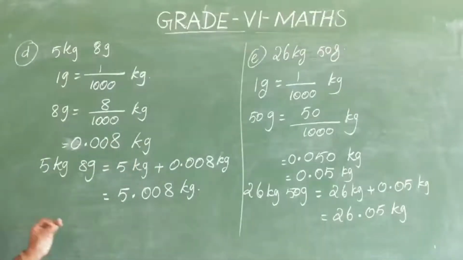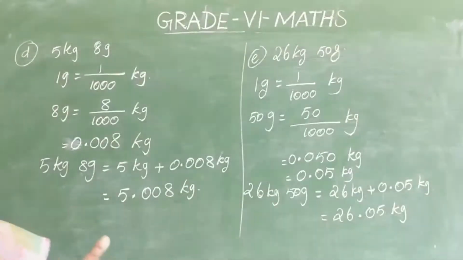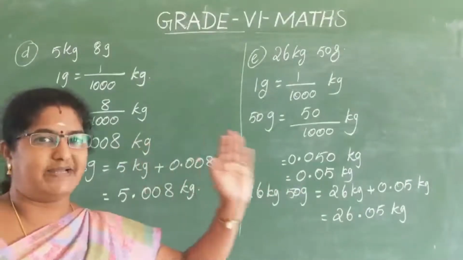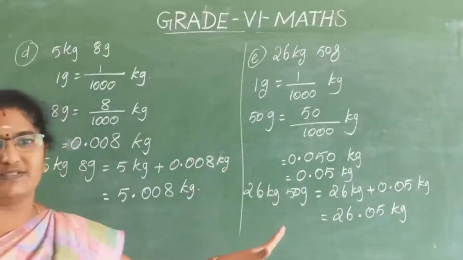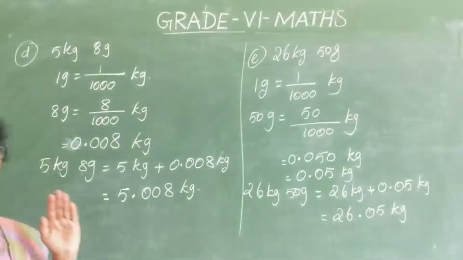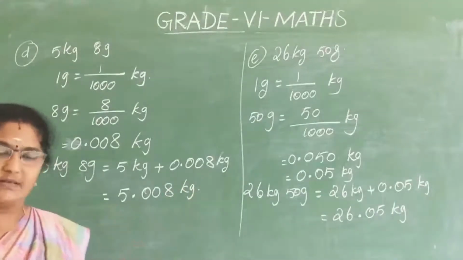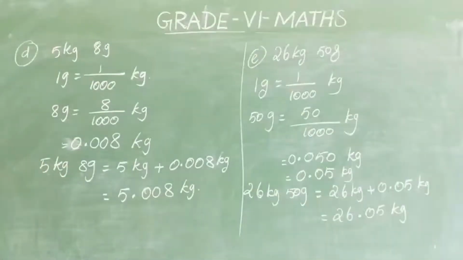Very good. Here after you know how to convert from one unit to other unit. If you convert a higher unit to a lower unit, we have to multiply. How many units you skip? That many zeros. Likewise, if you convert a lower unit to a higher unit, you divide. How many units you skip? That many zeros. Clear? That's all. This exercise over. Write down.